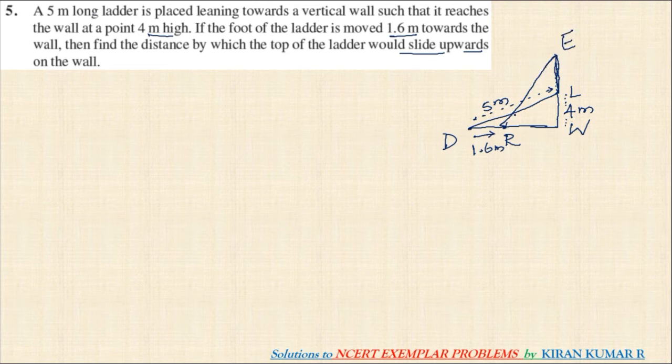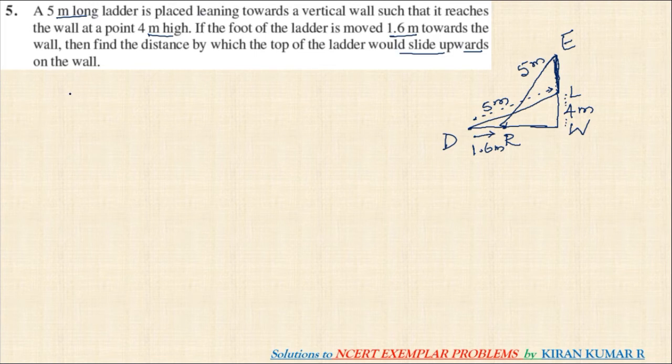We all know that the length of the ladder will remain the same. It is 5 meter. We don't know this particular length. EL is not known to us. RW is the remaining distance from the wall. They have given that 5 meter is the length of the ladder, 4 meter is the height where it reaches in the beginning stage, and the ladder is moved 1.6 meter towards the wall. Rest of the things are not known to us. Then how do we make use of Pythagoras theorem here?